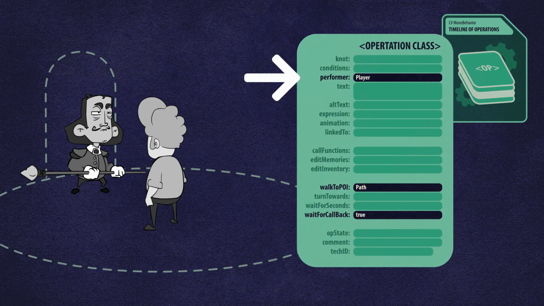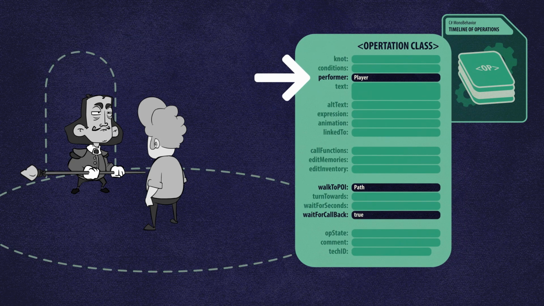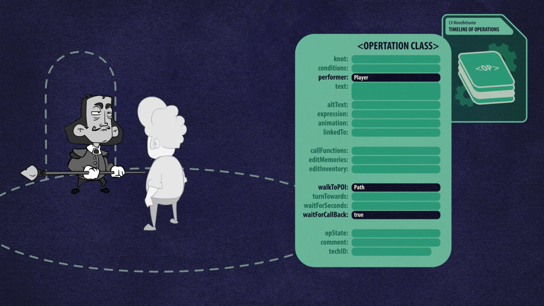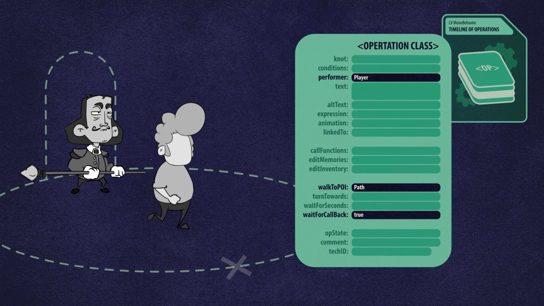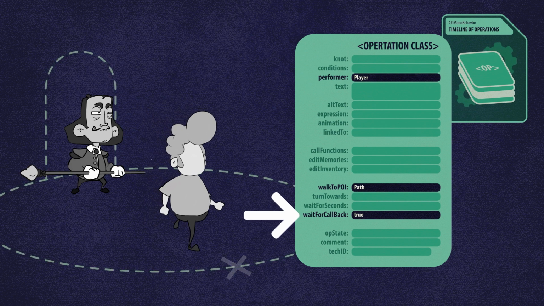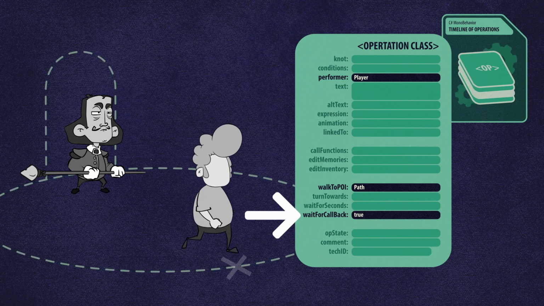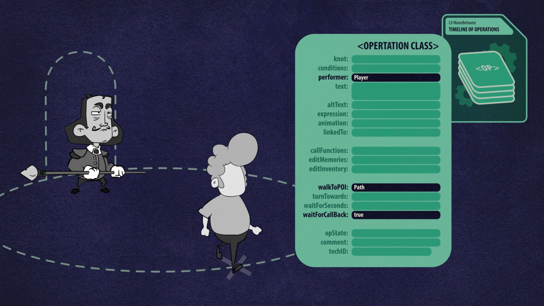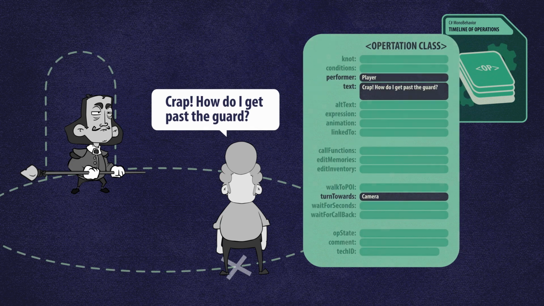On the next card, again, player is the performer. There is no text in it, but the variable walk to POI contains the information path. The script looks for the performer player and for a waypoint called path, and lets him walk to this waypoint. Also, in this instance, the variable wait for callback is true, which means the script waits for the performer to arrive at the waypoint and then continues to draw the next card.